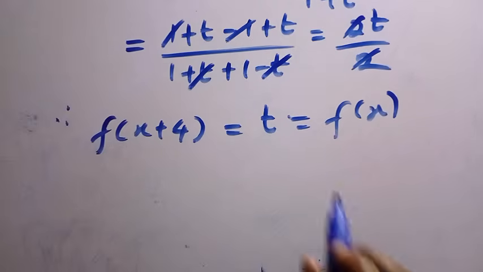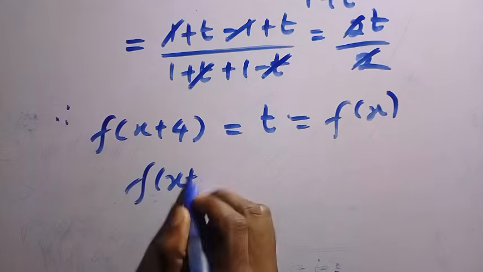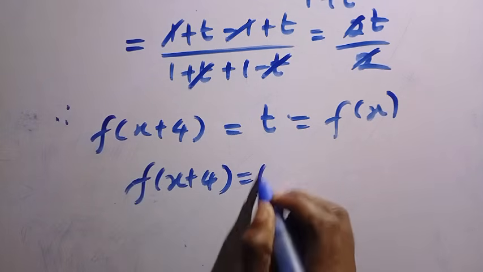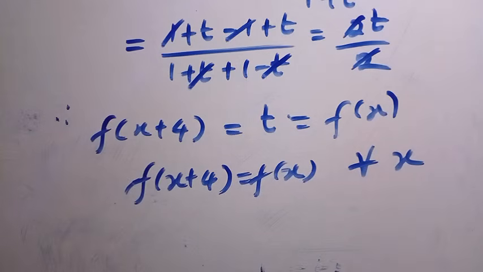So therefore, this is the point at which we have a periodic. That is, f(x+4) equals f(x), and this is for all x. So f is periodic with a period of 4. This is how to solve this.